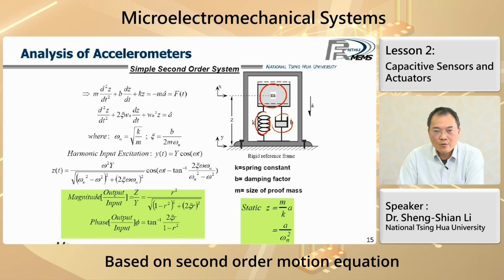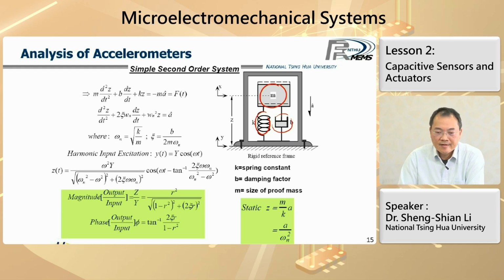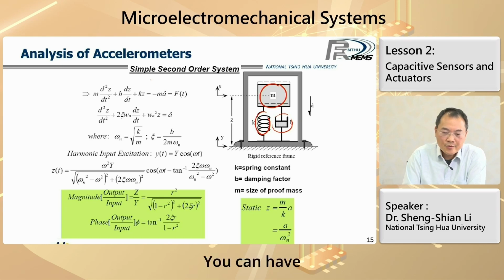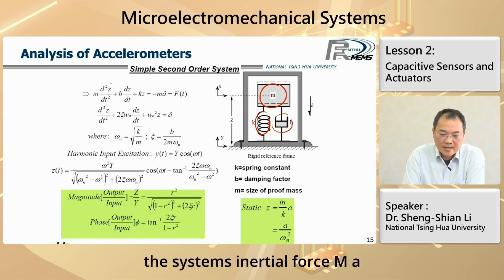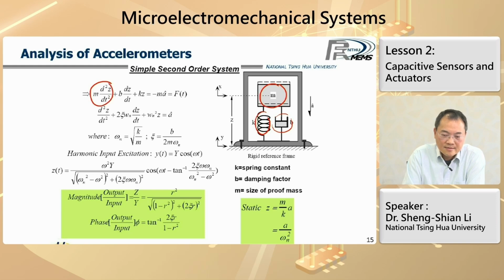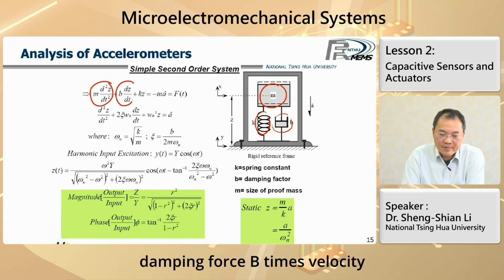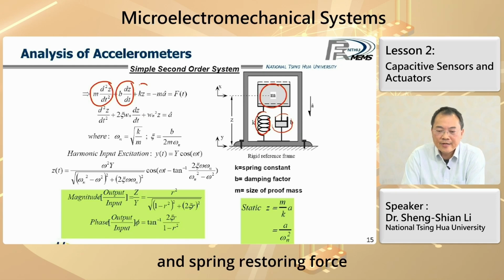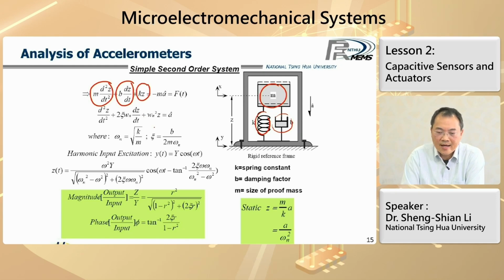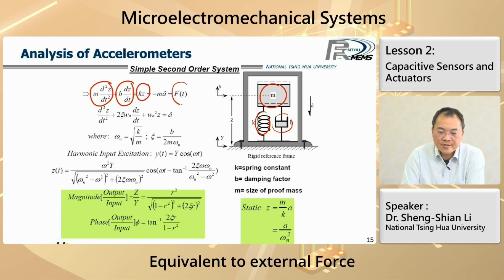Based on the second order motion equation, based on the force balance conditions, you have the system's inertial force, M A, damping force, B times velocity, and spring restoring force, K Z, equivalent to the external force, which is the signal of interest.